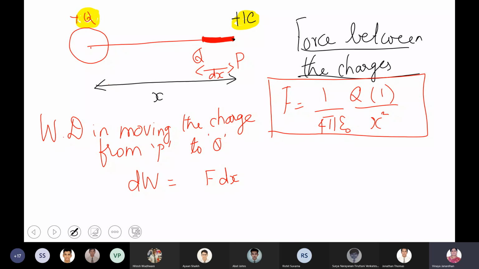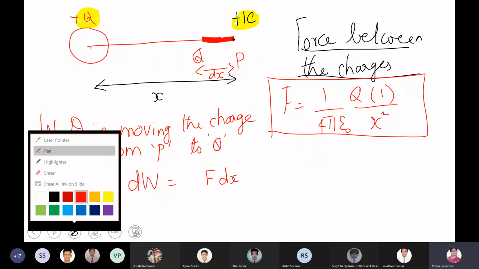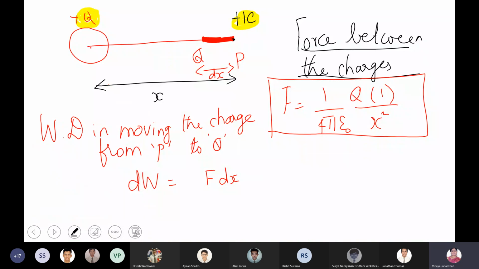What is the condition? Work done negative. Why is it negative? Is it because of the two charges? Which direction is the force acting? Is it a repulsive force or an attractive force between plus Q and minus Q? Repulsive, which means this is the direction of your force.